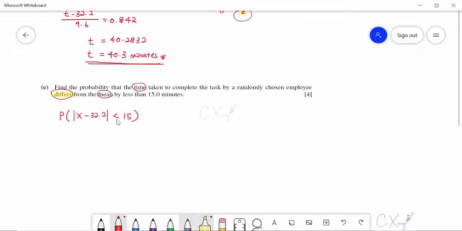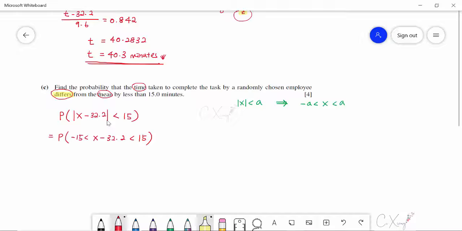Before we continue, you should know that for any modulus function or inequality, such as modulus x smaller than a, when you expand it, it becomes x is between negative a and a. The same thing applies to our probability here. So I will expand the modulus, and it becomes negative 15 smaller than x minus 32.2 smaller than 15.